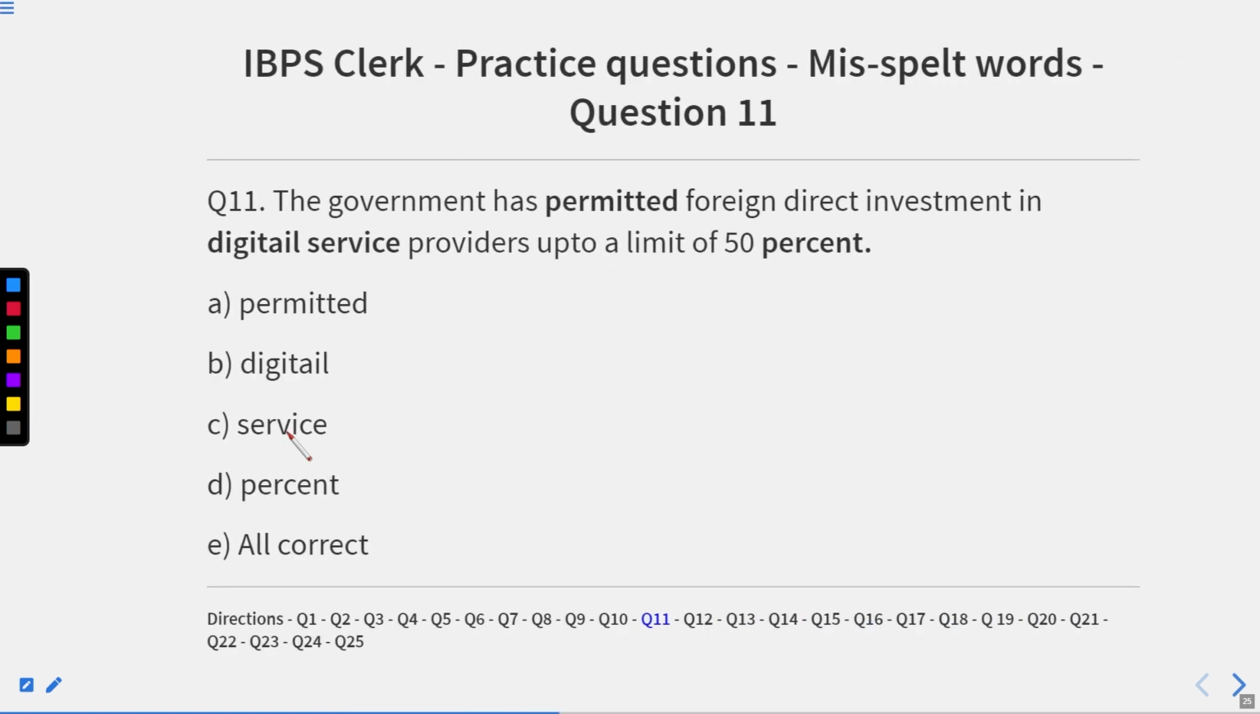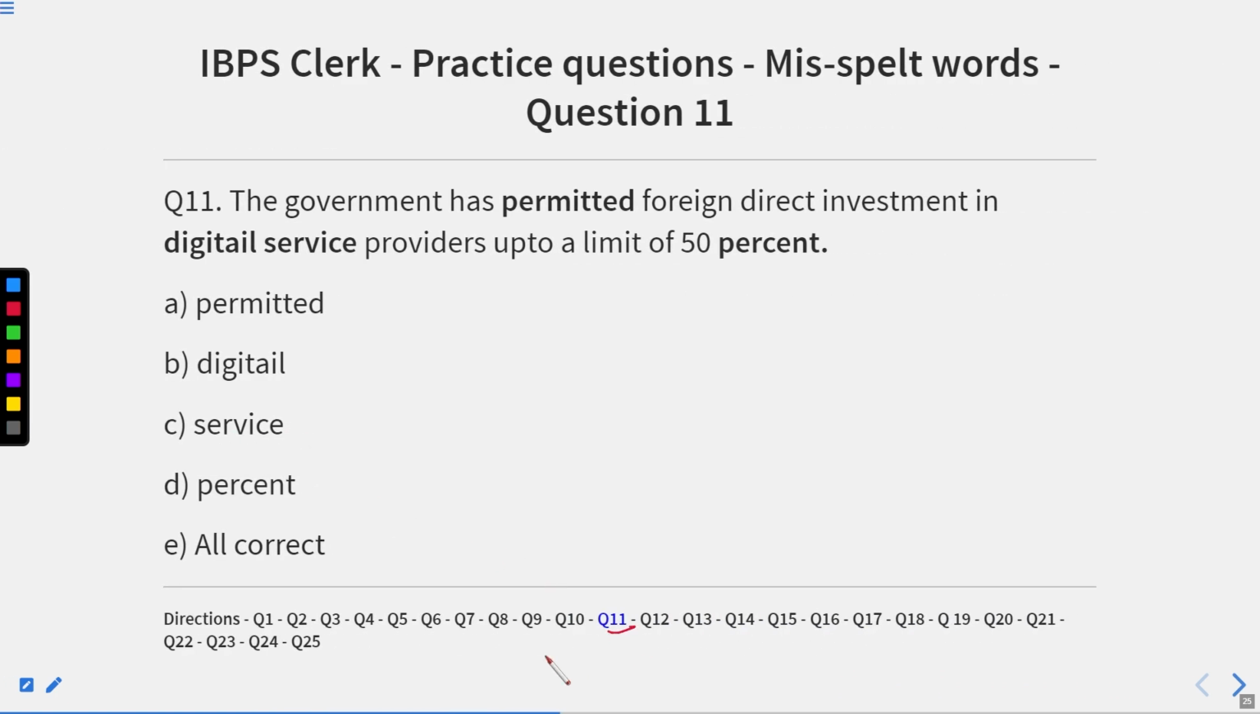Now let us move to question number 11. So here we are on question number 11 right now. The government has permitted foreign direct investment in digital service providers up to a limit of 50%. Now let us see the bold words. So the bold words are permitted, digital, service, percent. Now let us see the spellings of these words one by one. First we have the spelling of permitted, P-E-R-M-I-T-T-E-D, permitted. This is correct.